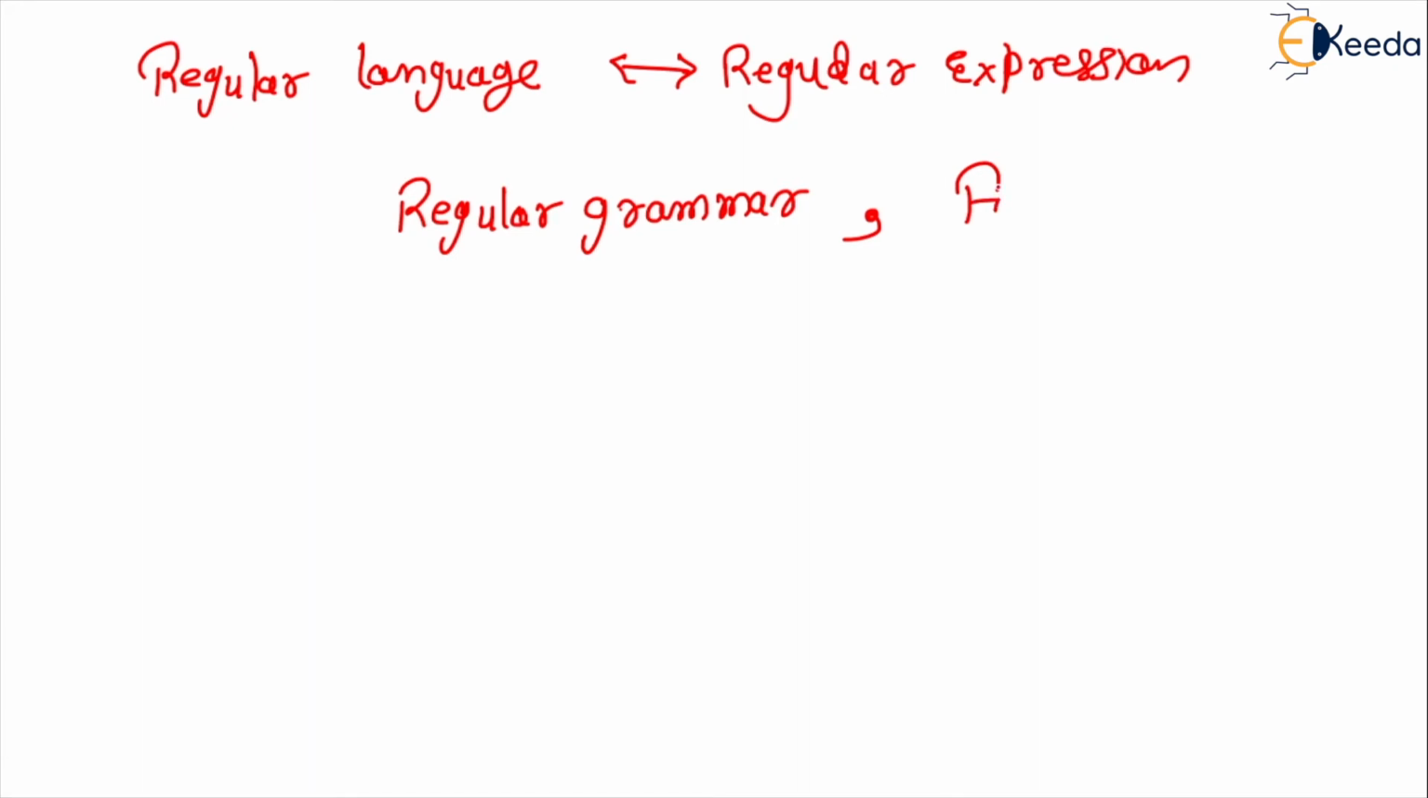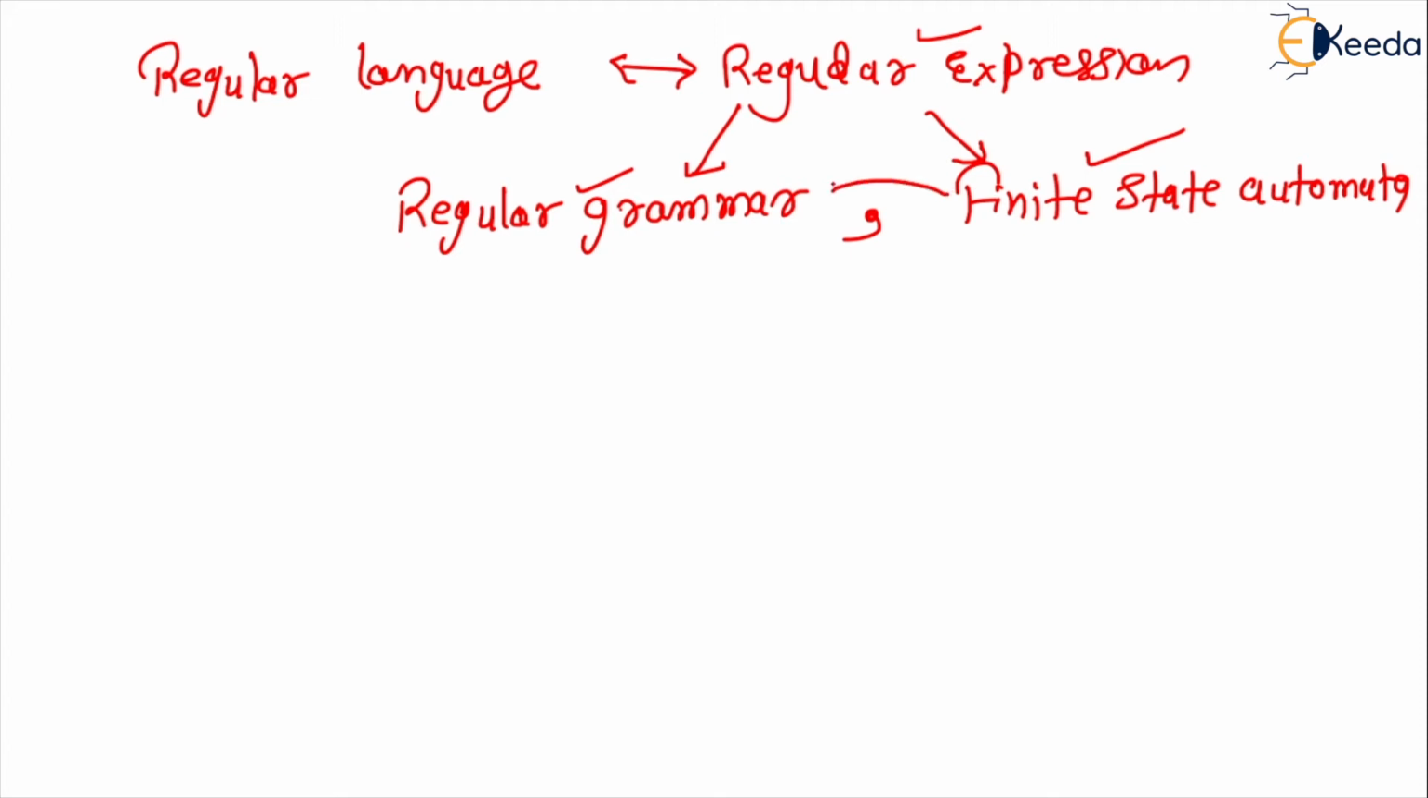Finite state automata. Got it? So if you have a regular language, then you can convert it to either a regular expression or a regular grammar or a finite state automata. If you have a regular expression, then you can convert it into a regular language or regular grammar or finite state automata. If you have a finite state automata, you can generate the regular grammar from it.